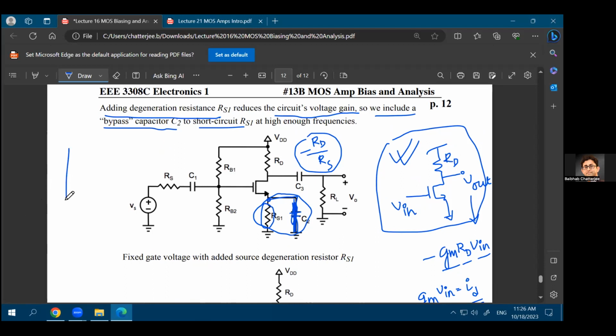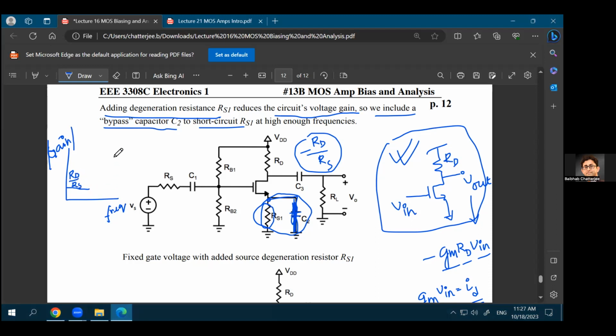So if we are plotting gain with respect to frequency, and if you have this RS1 and C2 network, at low frequencies, or let's say at 0 frequency, the gain will be, and I'm not considering the minus sign over here, let's just talk about the absolute value of the gain. So the absolute value of the gain at low frequencies will be RD divided by RS.